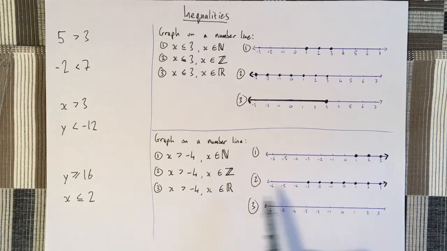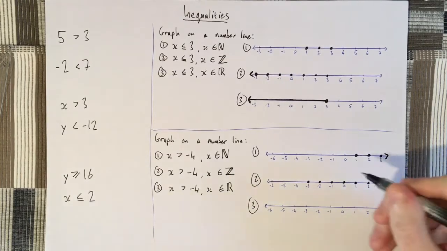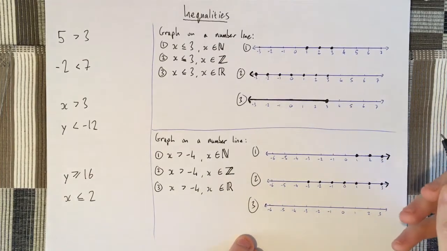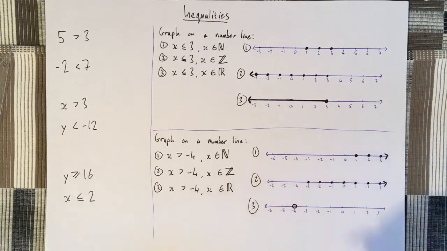How do I show that I want my line, like I had in this question, to get as close to -4 as possible without ever actually landing on -4, because I'm graphing greater than, I'm not graphing greater than or equal to. So the way we do that is we put a hollow circle on -4. So just this, and make sure it's quite clear that that's not filled in.